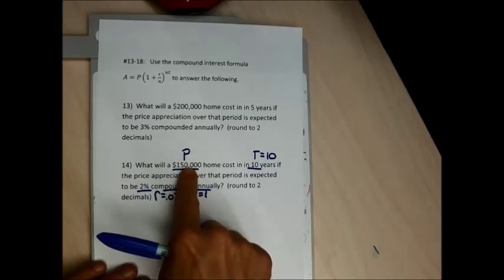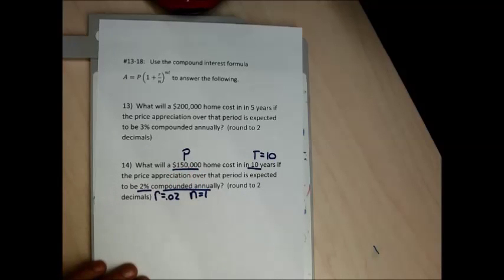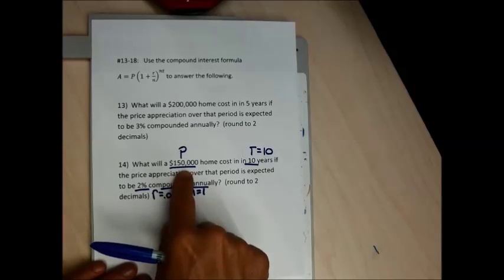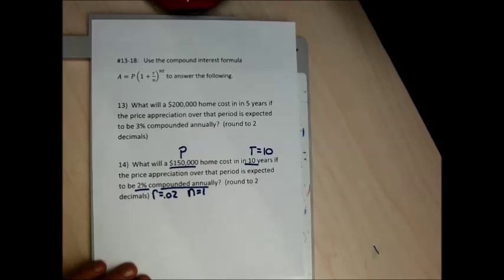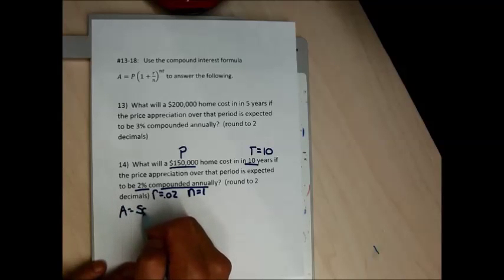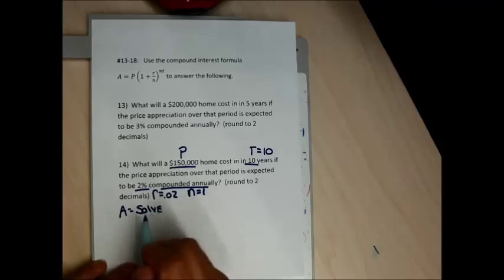I should have probably updated these questions. When I wrote this problem in Phoenix, $150,000 was probably the average home price. Now it's probably in the 200s for the average home price. But what I'm going to do is take those values and put them into the formula. I'm going to solve for A, which in this case is going to be how much the home is going to cost in 10 years.